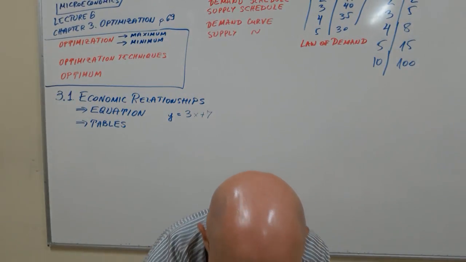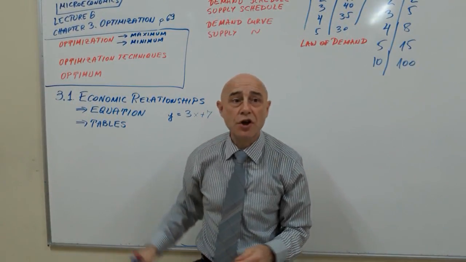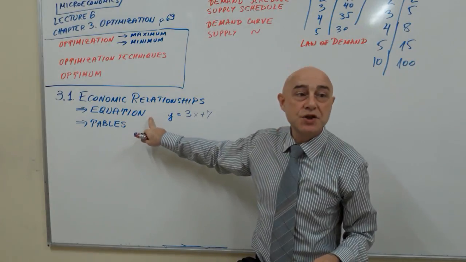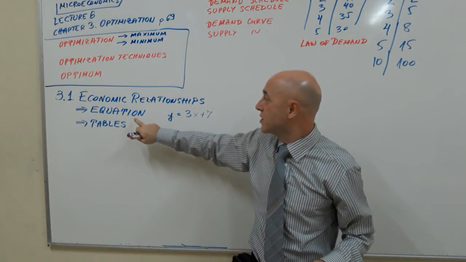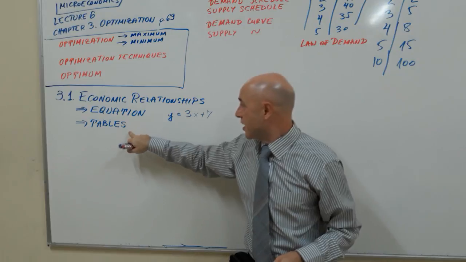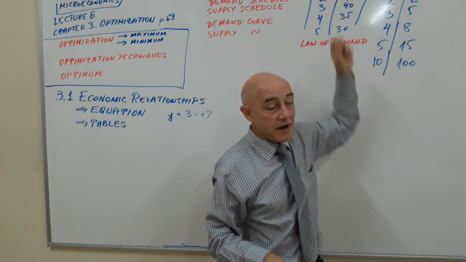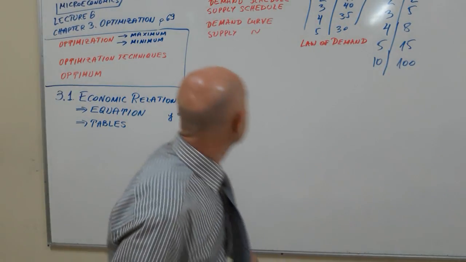So, going back to what I was teaching here, there are three ways to show a relationship. One is with an equation, another one is with a table like this, and the third one is with a graph.